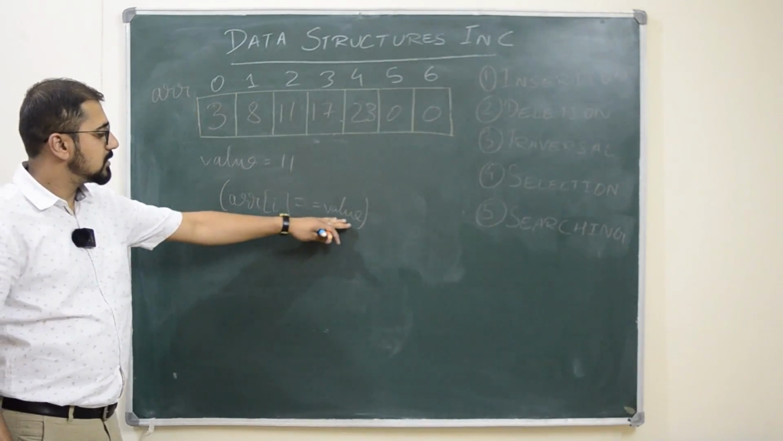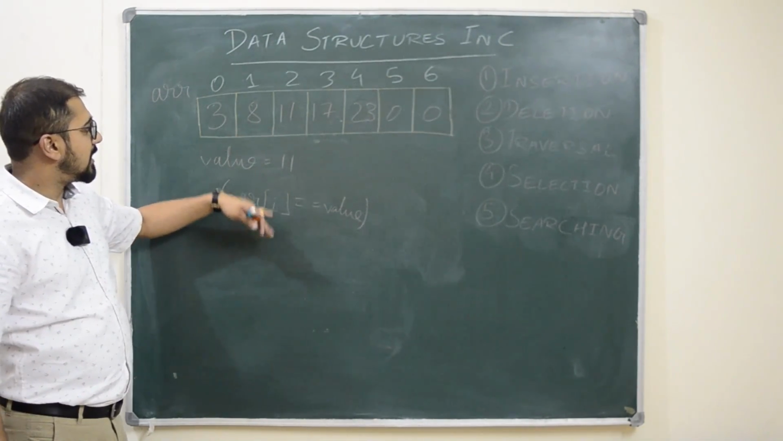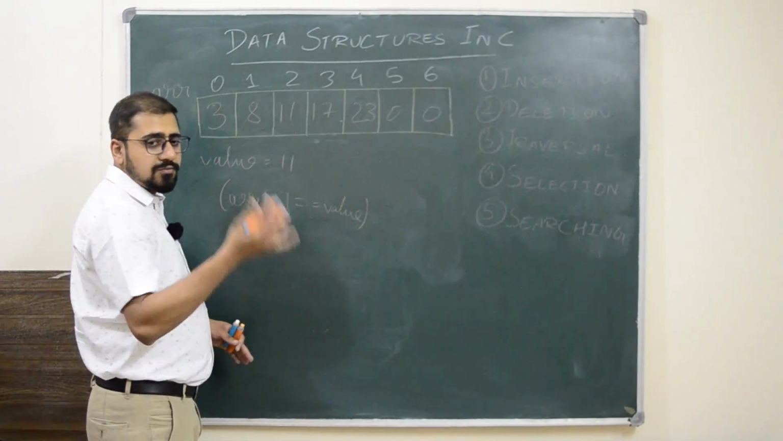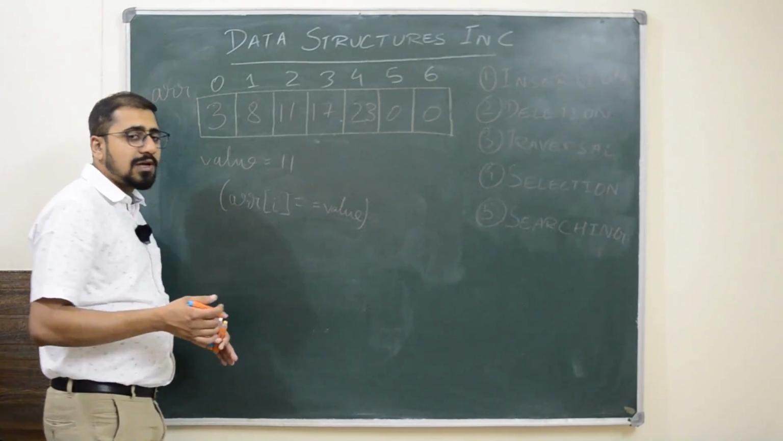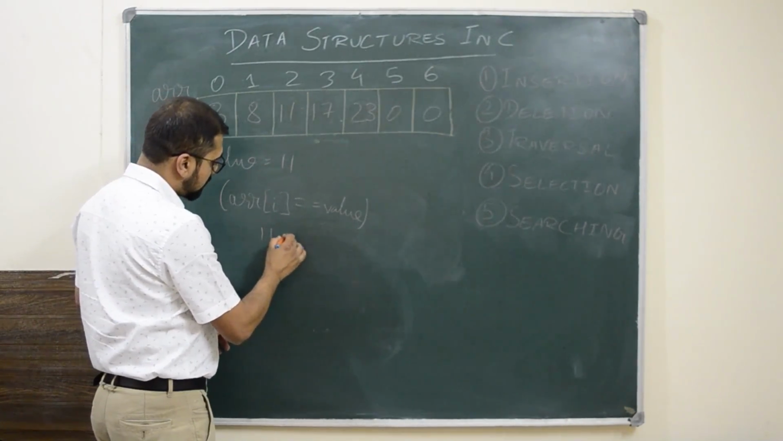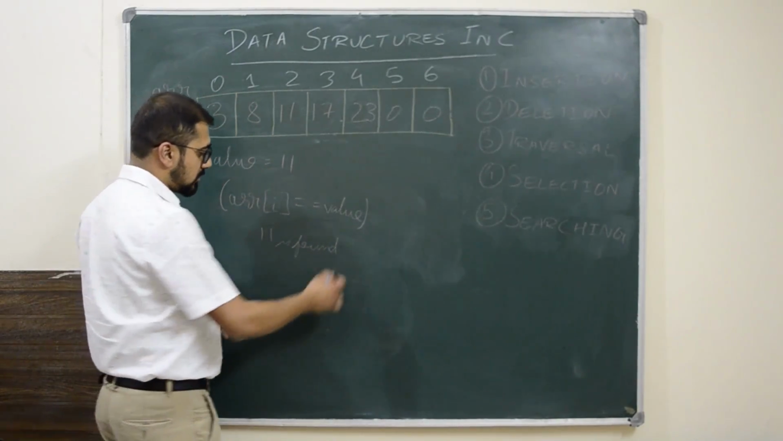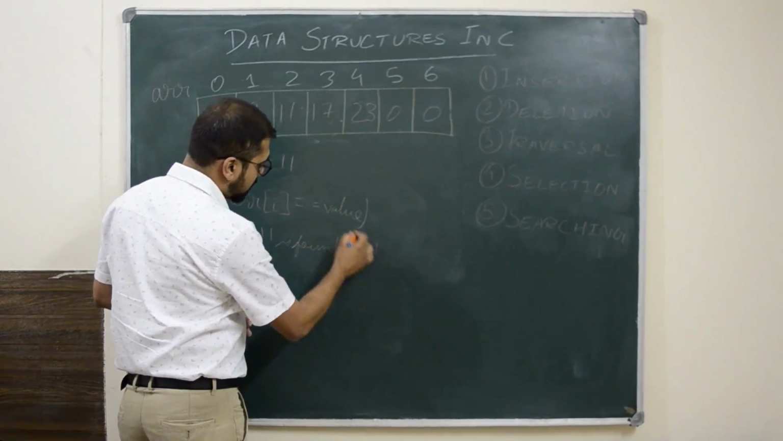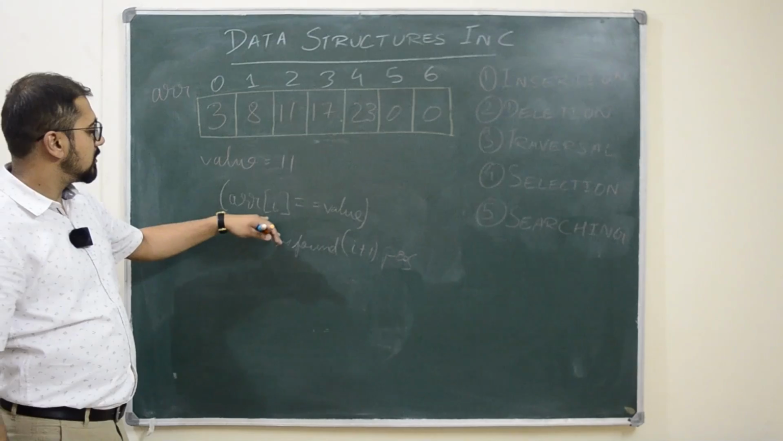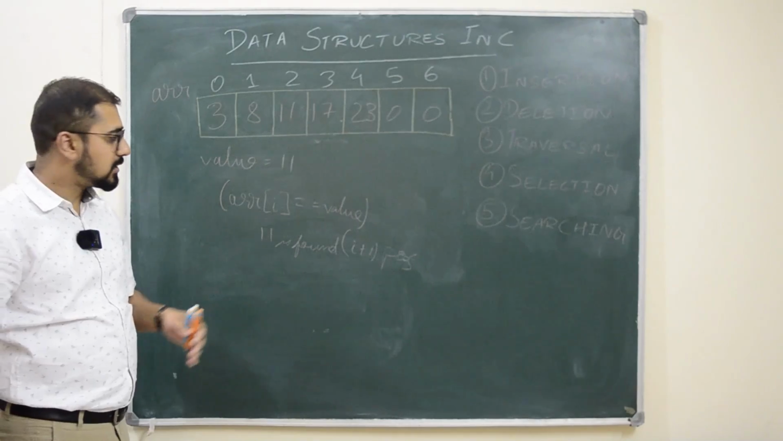Once this condition is true, when will it be true? When the value of I is equal to 2. Once it is true, we can directly give the user the output that the value 11 is found at which position? At I plus 1 position. Here we know the value of I is equal to 2. So here the position is 3. It is found at the third position.